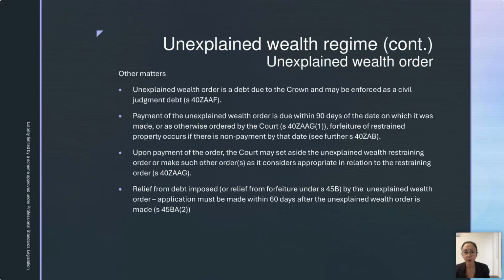So that's an interesting way of dealing with it, that it's a debt due to the Crown. A question here is, what happens if the unexplained wealth order is in the amount of $1 million and the property is only worth $800,000? You've still got $200,000 outstanding on the unexplained wealth order. So that's just something to note. There is a relief from debt imposed, and this might be the situation where you would seek relief from the debt imposed by the unexplained wealth order if the restraining order property wasn't enough to cover the debt and you'd otherwise be left destitute.